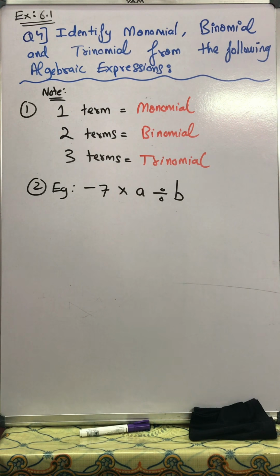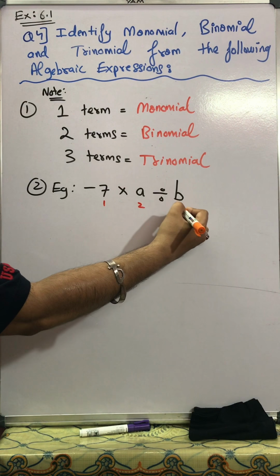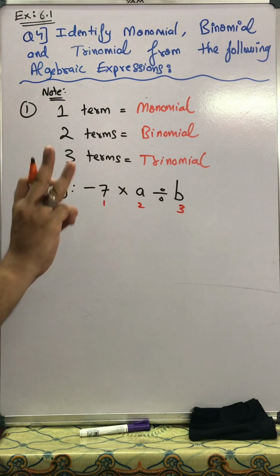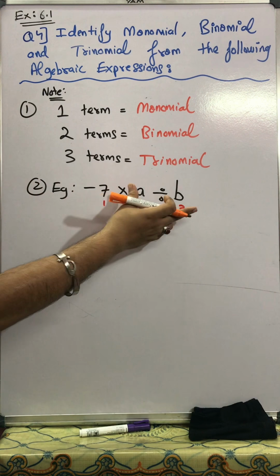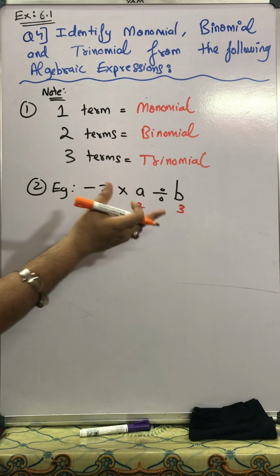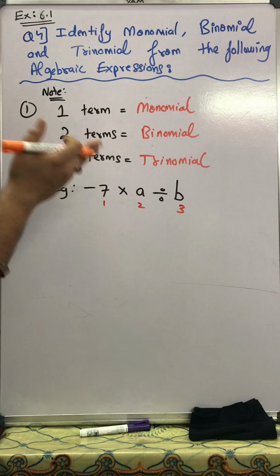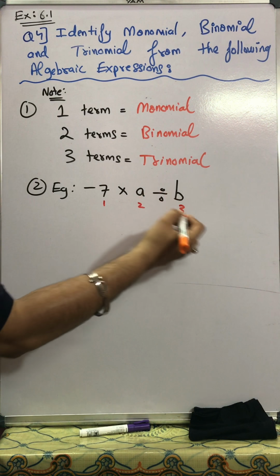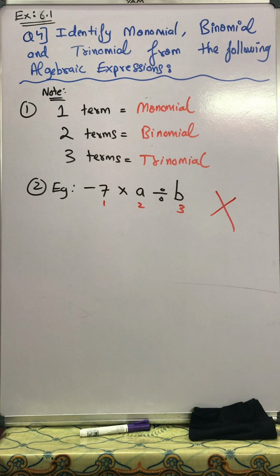Can I say this is my first term? Can I say this is my second term? Can I say this is my third term? So first, second, third, I have three terms on the board. So what type of expression is this? This expression is a trinomial. The majority of you will say this only, but it is not a trinomial.